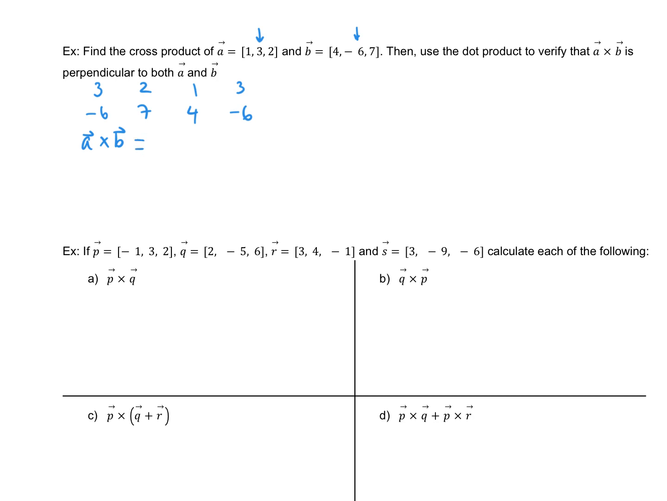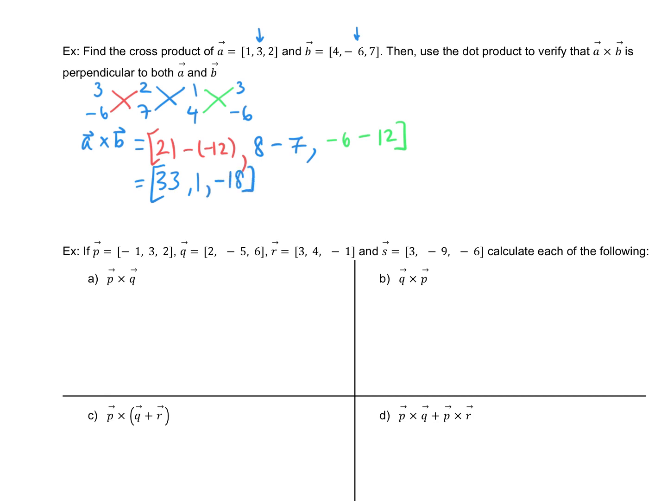And now my cross product will be 21 minus -12. That's going to represent the x component. Then 8 minus 7. And then -6 minus 12. Clean that up. 21 minus -12 is 21 plus 12, which is 33. 8 minus 7 is 1, and -6 minus 12 is -18.